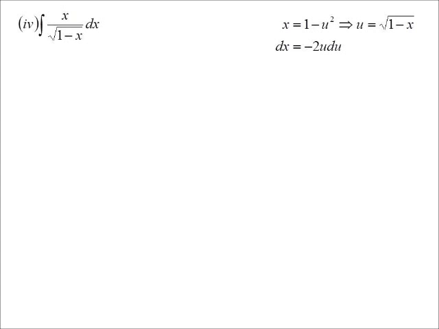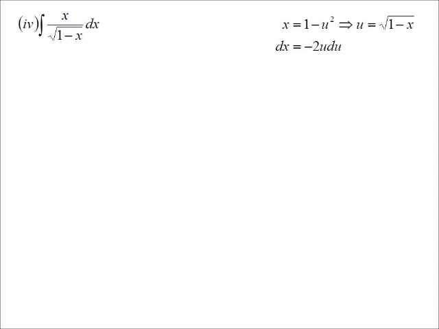Sometimes their substitution, instead of quoting it as u equals, they'll quote it as x equals. And have a look what they've done with this one. 1 minus x was a good guess, and you could do it with 1 minus x. But actually a better one to do is to make u equal to the whole of the denominator. u equals the square root of 1 minus x. Or another way of saying that, x equals 1 minus u squared.